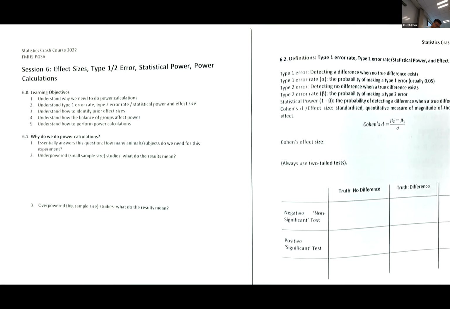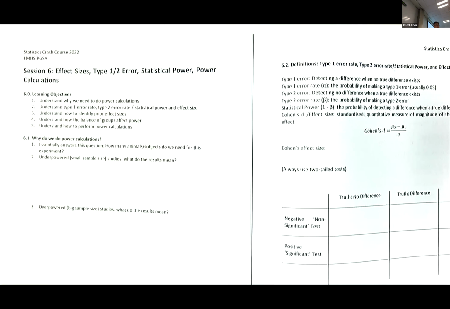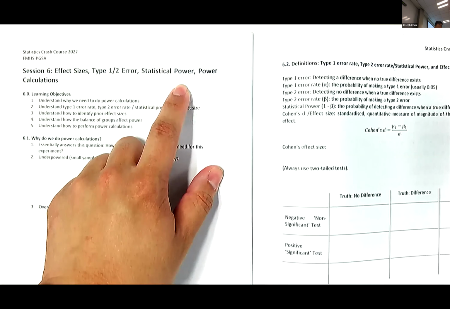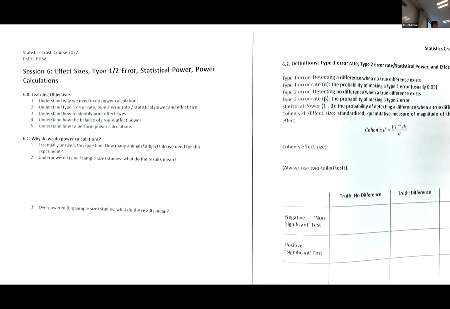The final session today is session 6 on effect sizes, type 1 or type 2 error. That doesn't mean type half error, that's type 1 or type 2 error. And it's on statistical power, what is that, and power calculations. So we'll briefly cover this.